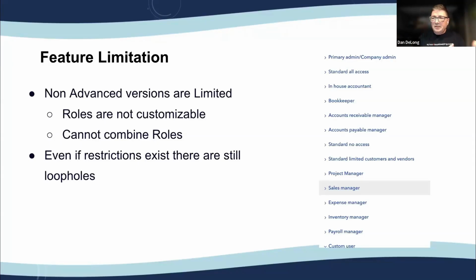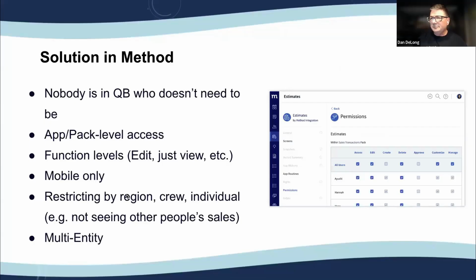And then even if those restrictions do exist, I keep getting pinged from people who can still see this in their QuickBooks. This is the situation that a lot of people find themselves in. So Yousif or Matas, do you want to talk about what adding Method will allow people to do?